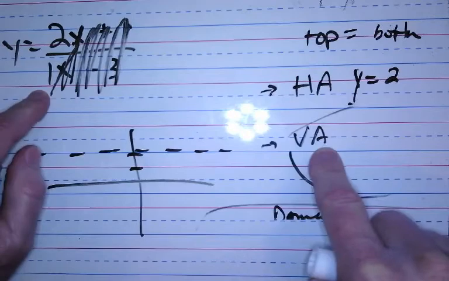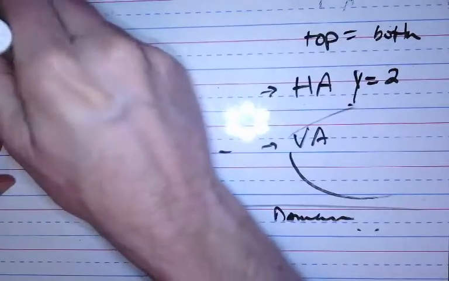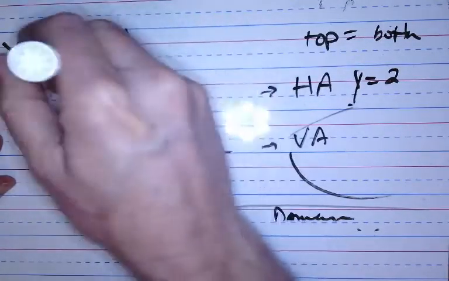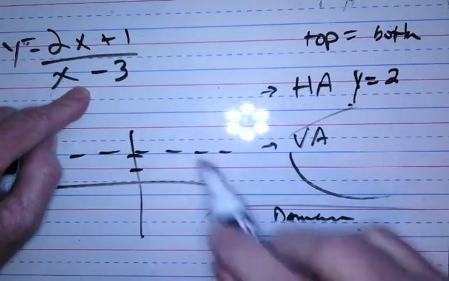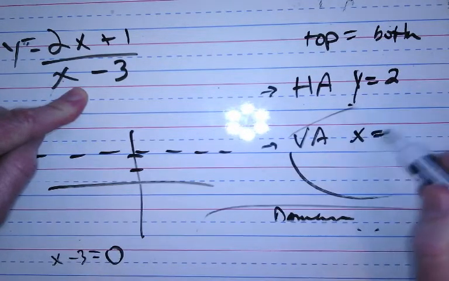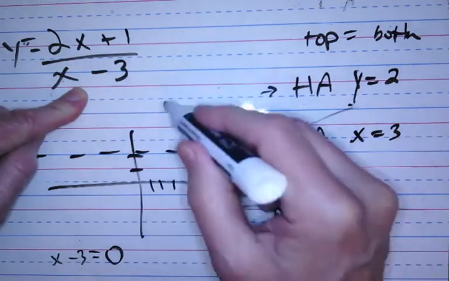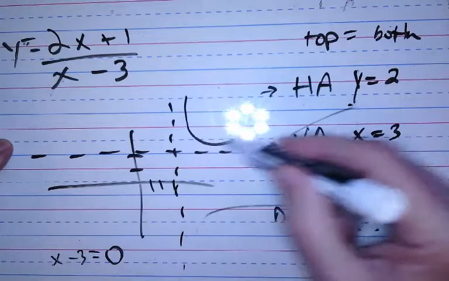How about the vertical asymptote? Oops, I scribbled out everything. Guess I better write that down again, eh? 2x plus 1 over x minus 3. The vertical asymptote happens where the bottom equals 0. Well, that's easy. X minus 3 equals 0. 3 is the number. X equals 3. So 1, 2, 3. So now I know my graph looks like this, and this.